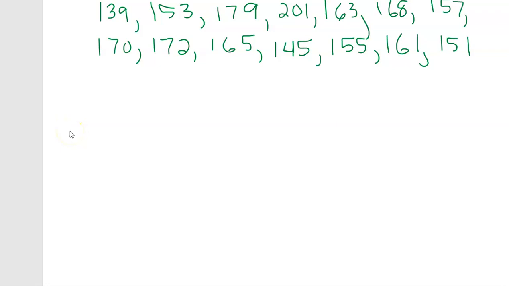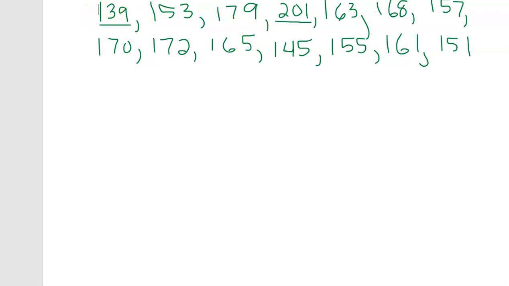Let's make a stem and leaf diagram for all of this data right here. All right, so let's notice, first of all, that our lowest number is 139 and our largest number is 201. So the leaf is always one digit. So since we have 3-digit numbers, that means our stem will be 2 digits.